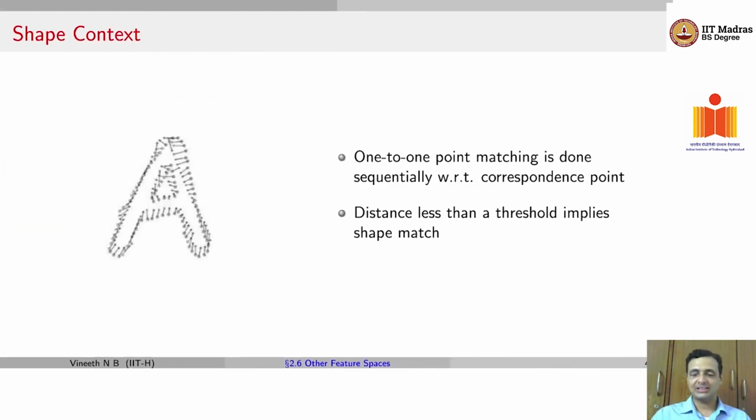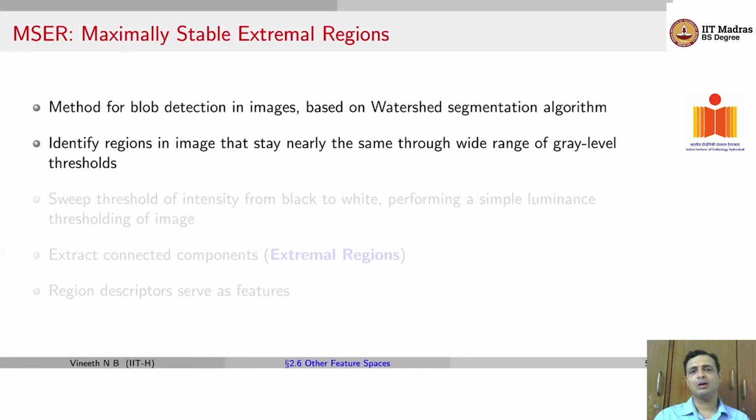So once you get these correspondence points between two images based on the representation, you could then do a one-to-one matching sequentially between these correspondence points. And when a distance is less than a threshold, this kind of an approach was used to check for a shape match, not just a point match, but matching shapes between two different images. That's the reason it was called a shape context.